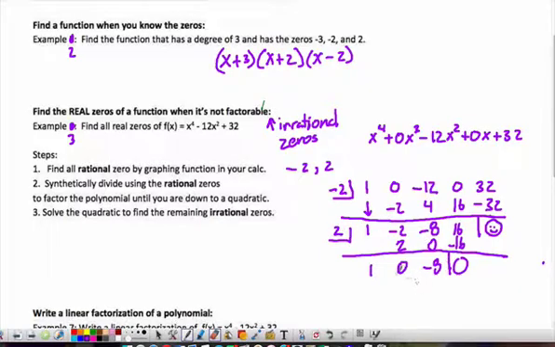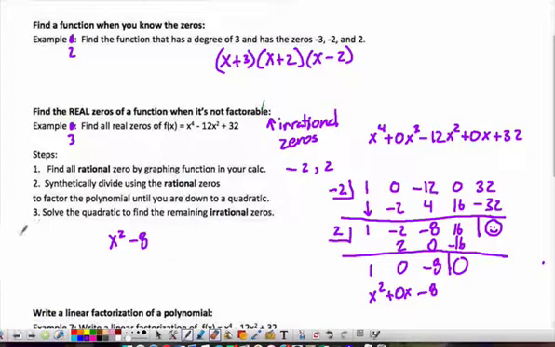Okay, at this point, this would be your constant, so you have -8. This would be your x term, so plus 0x, and this would be x squared. All right, we actually don't need the 0x in there. We just have x squared minus 8. We now need to solve the quadratic to find the irrational zeros.